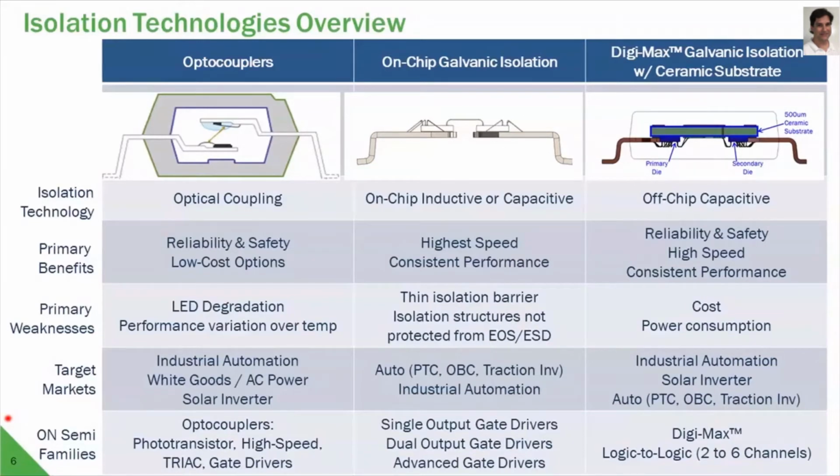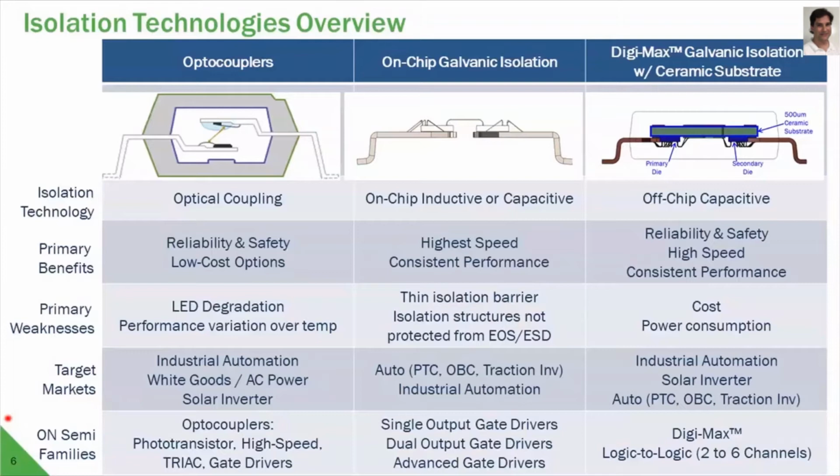For the Digi-Max technology, this is using a ceramic off-chip capacitor, and I've got a slide that shows more detail later. The primary benefits are reliability and safety, high speed, and consistent performance. So basically, this technology combines the high voltage safety reliability of the optocoupler using a thick insulating barrier inside the package with those electrical performance benefits that digital isolators offer. Primary weaknesses are cost and power consumption.